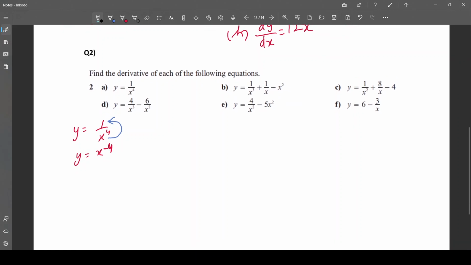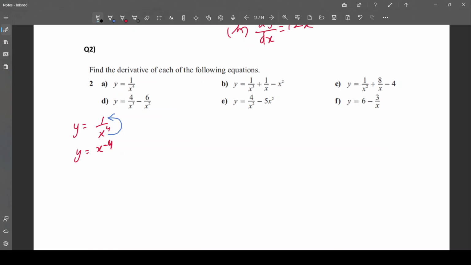Now we are going to differentiate this function. If I differentiate this function with respect to x, it will be dy by dx equals minus 4 will come in front, x to power minus 4 minus 1 gives you minus 5. Same rule, the power rule is applied here. So minus 4 minus 1 is minus 5.